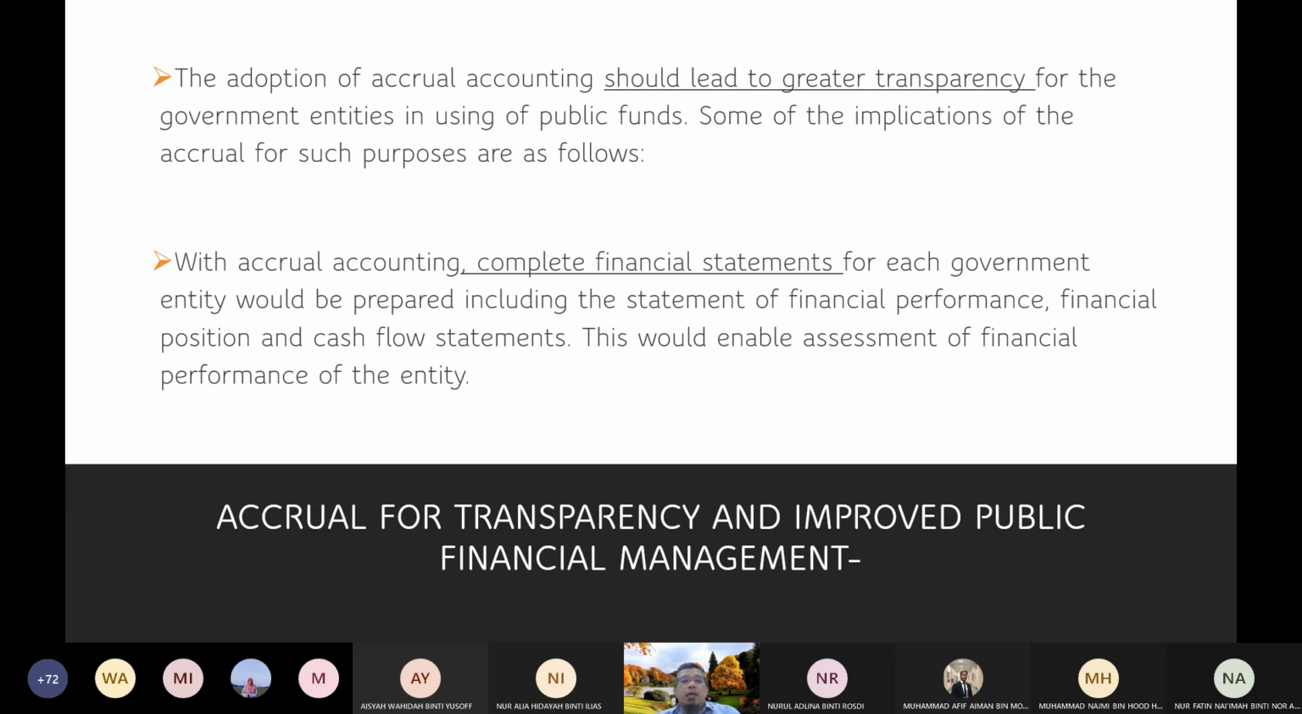So here, not only the financial statements of the government as a whole, which we discussed in the current practice on the financial statements of the Malaysian government, right? With accrual accounting, the government as a whole will have its financial statements, but it is also expected that financial statements of each ministry and government agency will be provided. In that sense, it will definitely improve transparency, and for each government agency, its performance can be assessed.